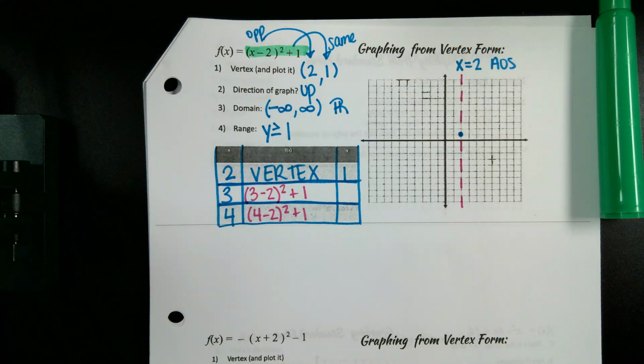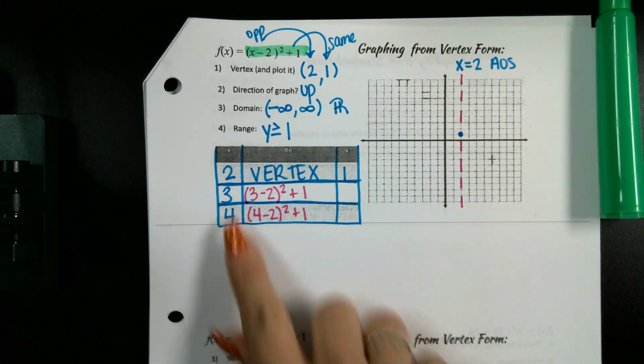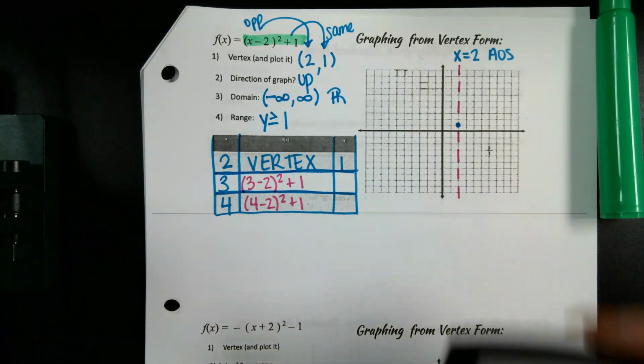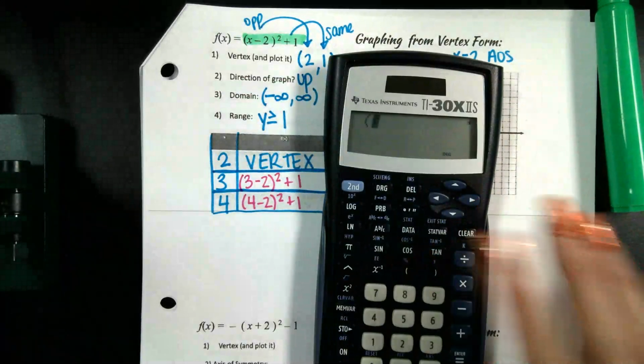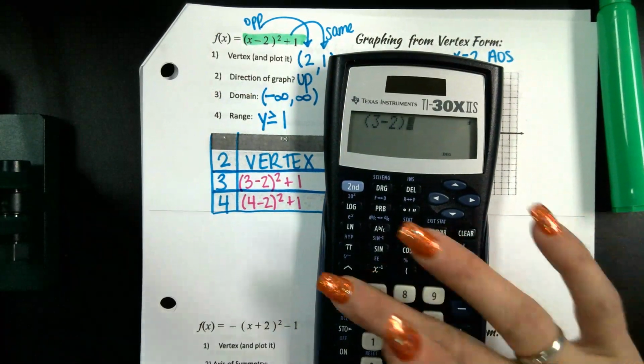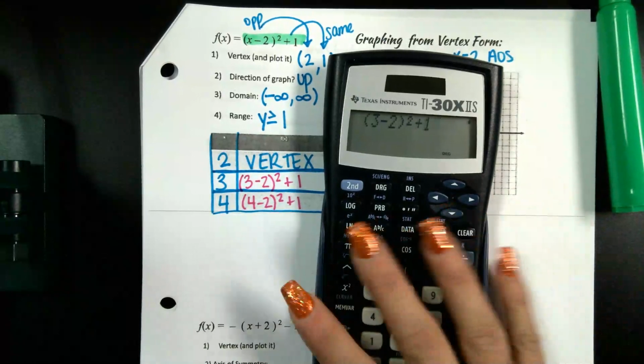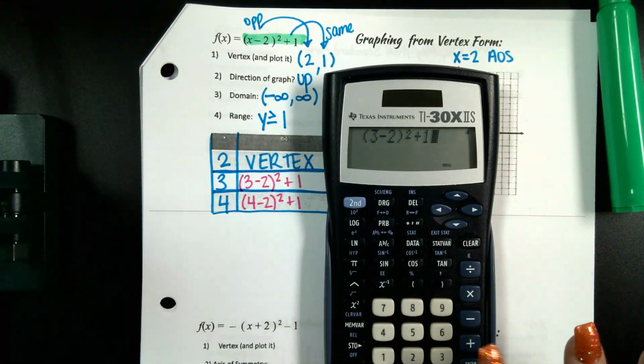All right, now these calculators are really nice because they store everything that you type in. So all you really have to do is type this one in, and then we won't have to type the whole thing out for the second one. So it's 3 minus 2 squared plus 1. Can you guys see that? Okay, so then you hit equals. Did you all get 2?